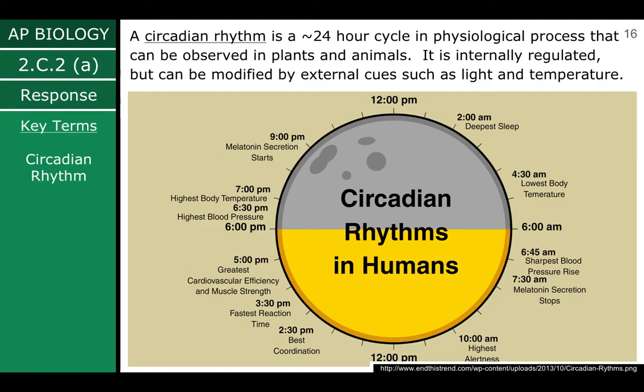Circadian rhythm is a 24-hour cycle and physiological process that can be observed in plants and animals. It's internally regulated but can be modified by external cues such as light and temperature. So this is basically how we function, how our bodies know what to do during certain times. This is also part of the reason why you wake up in the morning and how you know to go to sleep at night.